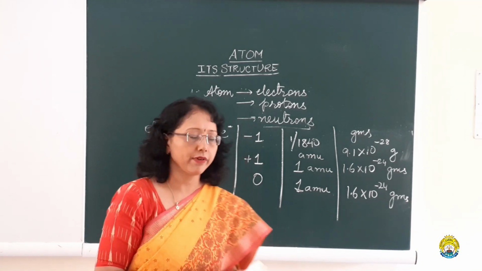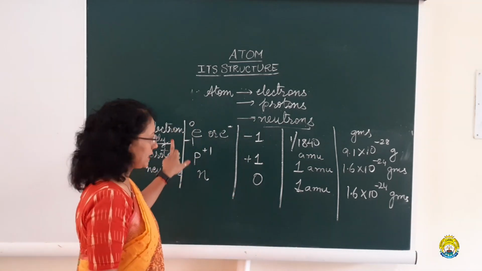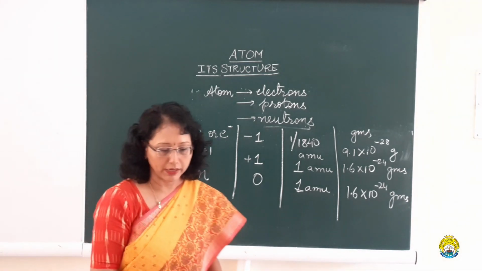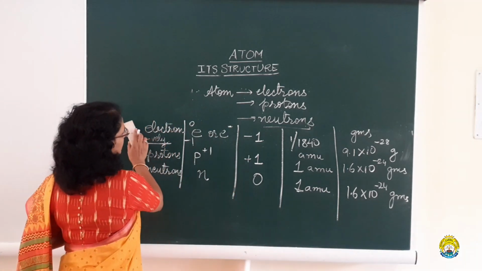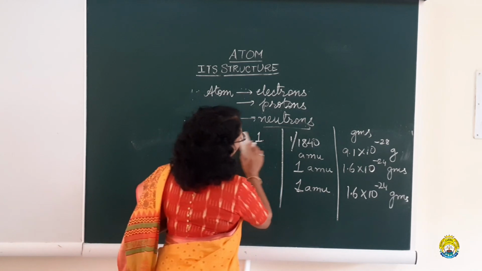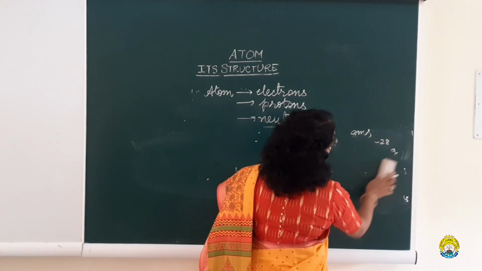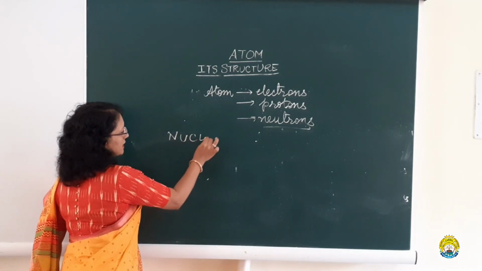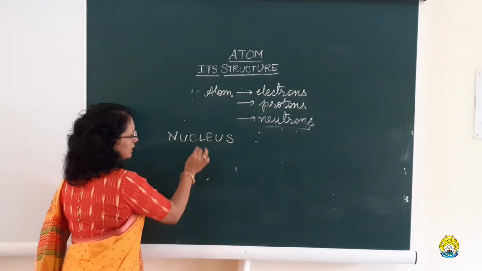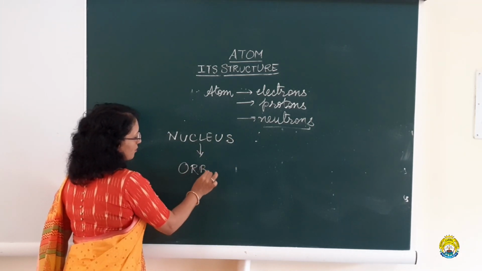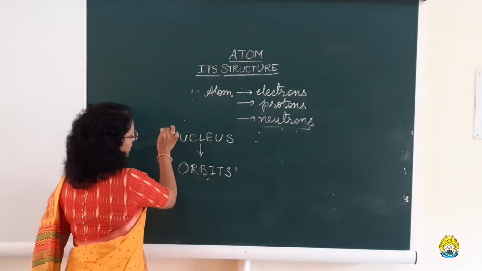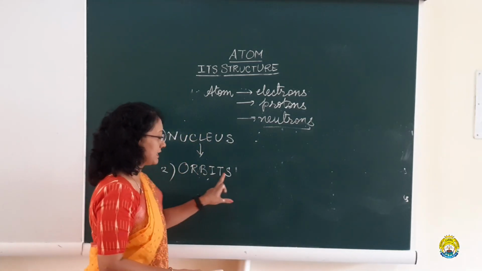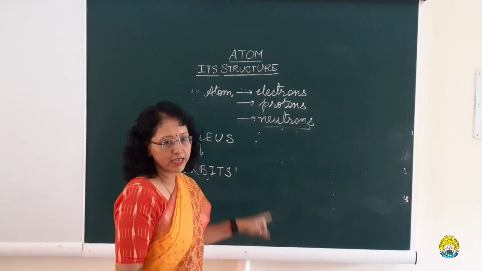So the atom is further divided into electrons, the negatively charged particles, protons, the positively charged particles, and neutrons, the neutral particles. The two structural parts of an atom are the nucleus, which is the central part, and the part outside the nucleus, which can be called the orbits, the empty space. The center of it is the nucleus.